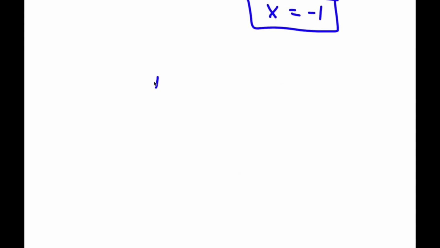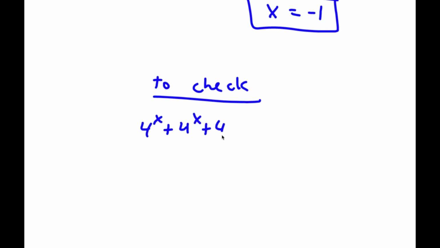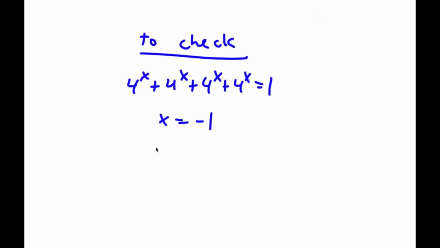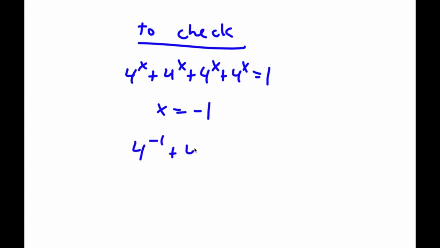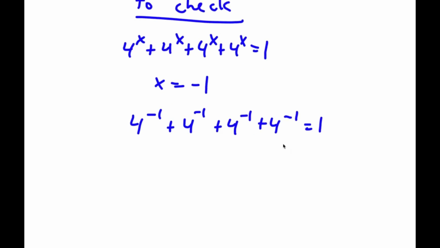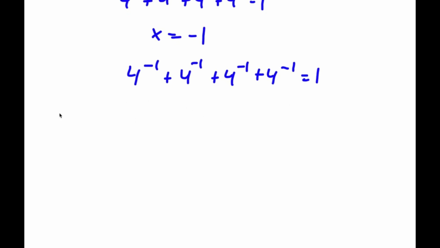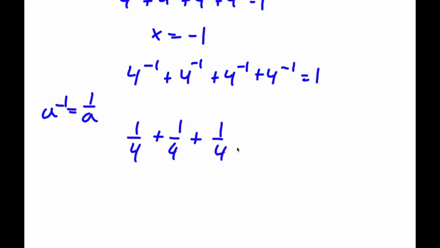Now to check, so I have 4 to the power of x plus 4 to the power of x plus 4 to the power of x plus 4 to the power of x is equal to 1, and x is equal to negative 1. So now I have 4 to the power of negative 1 plus 4 to the power of negative 1 plus 4 to the power of negative 1 plus 4 to the power of negative 1 is equal to 1. And if I have something in the form a to the power of negative 1, this is equal to 1 over a. So 4 to the power of negative 1, this is going to equal 1 over 4. So I have 1 over 4 plus 1 over 4 plus 1 over 4 plus 1 over 4 is equal to 1.